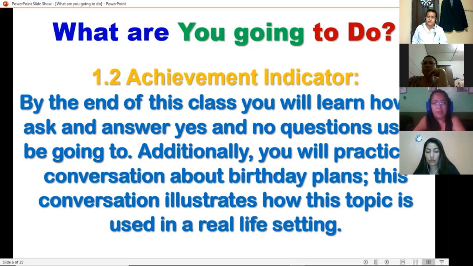Dice, al final de la clase usted aprenderá a preguntar, a hacer preguntas de sí y no, utilizando going to, que es para futuro. Remember that we are talking about the simple future in this section. En esta sección estamos hablando de futuro simple, por eso utilizamos going to, okay? Luego dice, additionally, you will practice a conversation about birthday plans. Adicionalmente, va a practicar una conversación acerca de los planes de un cumpleaños. Esta conversación va a ilustrar cómo se usa este tema en una conversación de todos los días, okay? Questions? No questions.